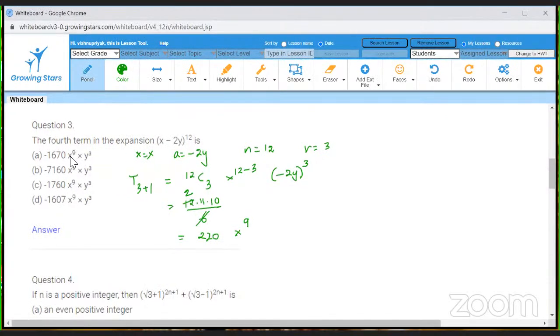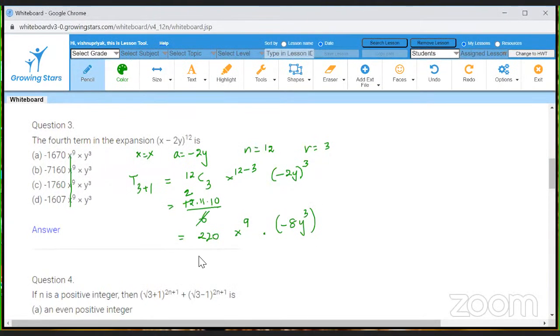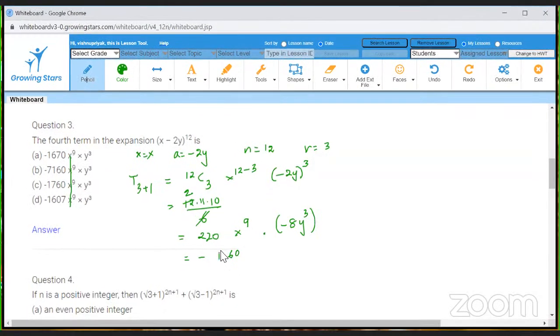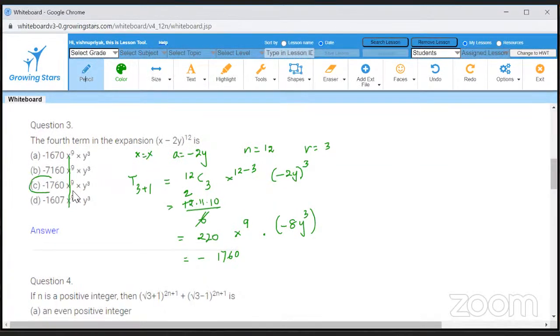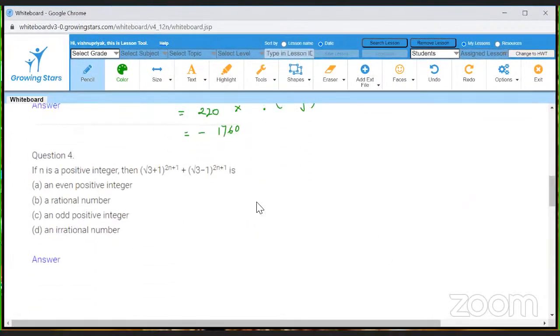All the options have x power 9. And then here you have minus 8 y cube. So when you multiply minus 8 by 220, you get minus 1760, that means you can go for option C directly instead of doing all this. Now try question number 4.